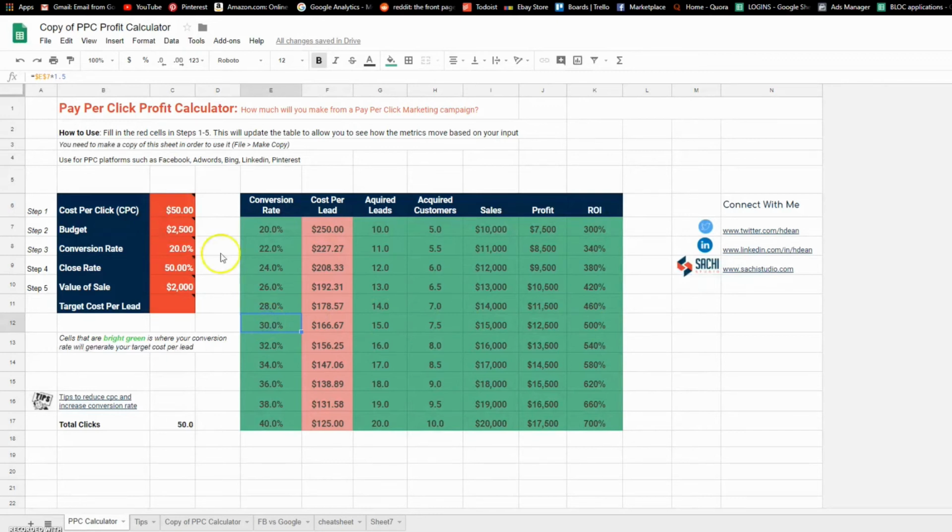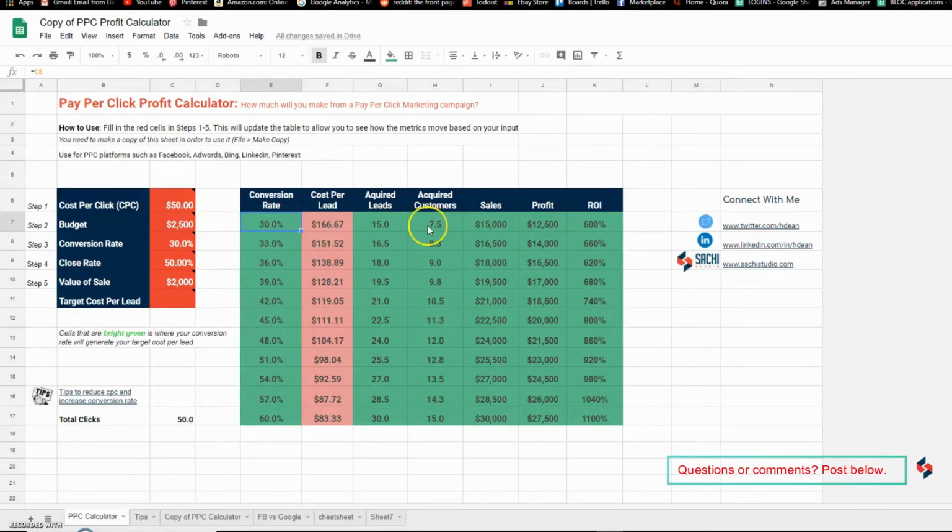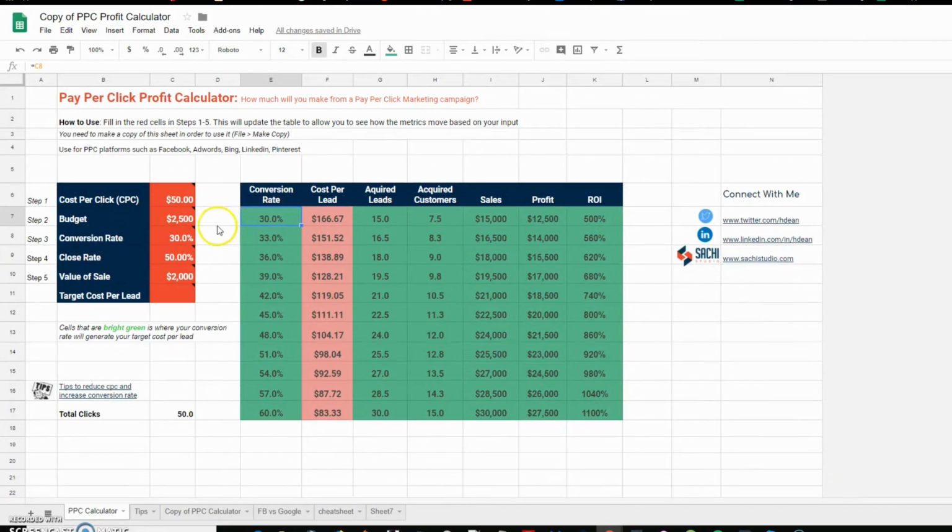And you can see this played out by me. Let's just say I put in a 30% conversion rate here. See, same numbers: $166 CPL, $15,000 in sales, 500% ROI. So if you give yourself a few minutes and just play around with these numbers, you'll start to see how just changing one variable, such as your budget or the value of a sale, can impact your KPIs.